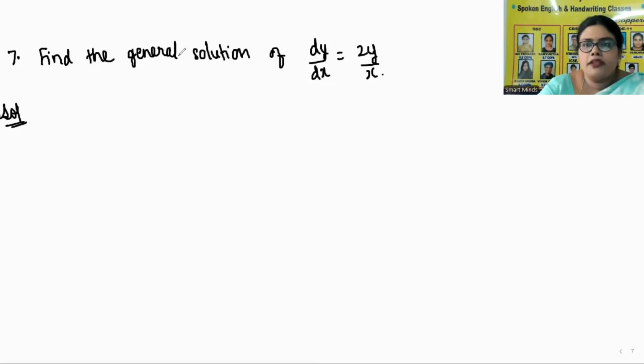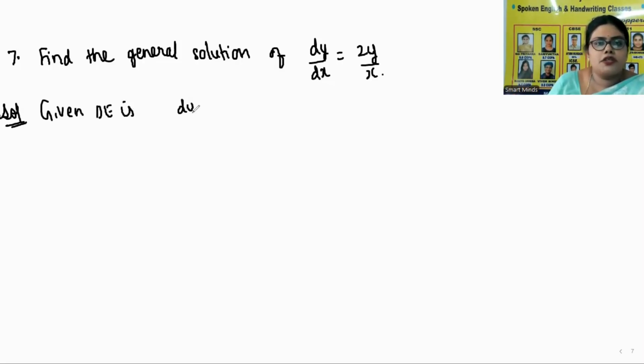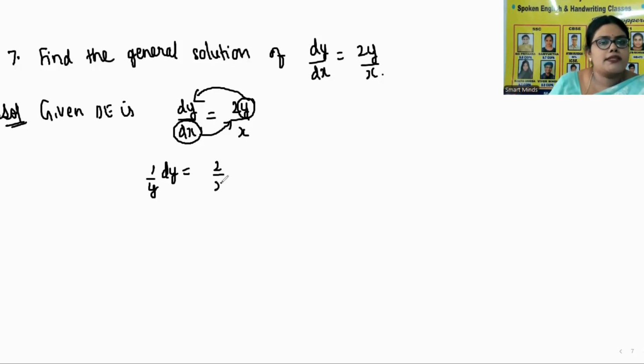Take the next question. Find the general solution of dy by dx is equal to 2y by x. So first let us write down the given differential equation. Given differential equation is dy by dx is equal to 2y by x. So I will bring all y terms to one side. This dy is on the left hand side. I will bring y to the left hand side, and x is on the right hand side. We will bring dx to the right hand side. So y, if I bring this side, it will become 1 by y dy. Now you are left with 2 by x. If I bring dx that side, it will become dx.